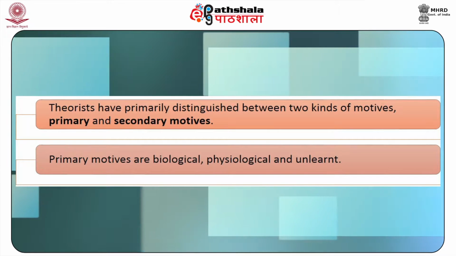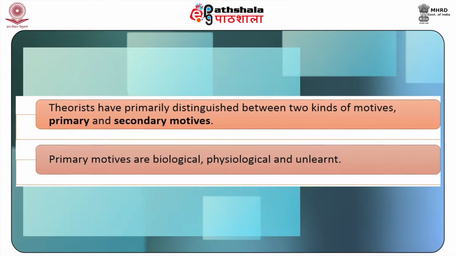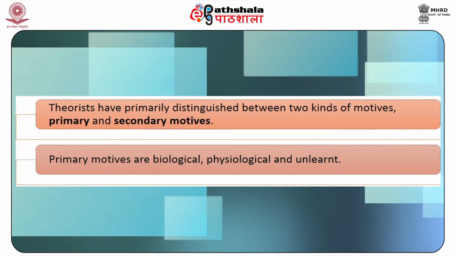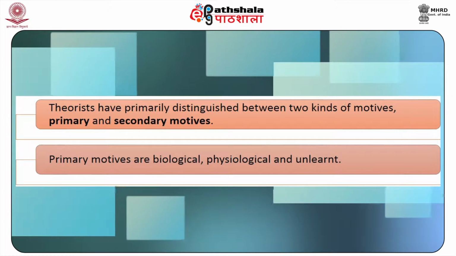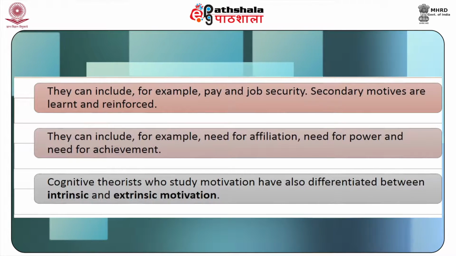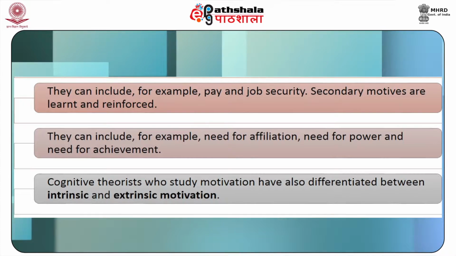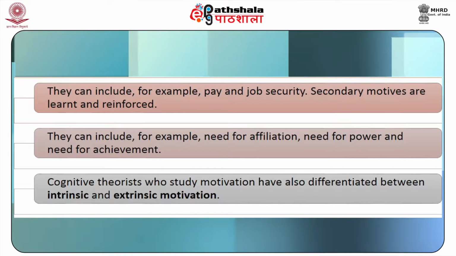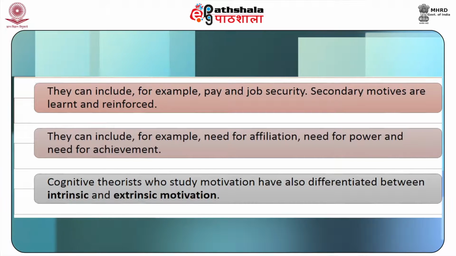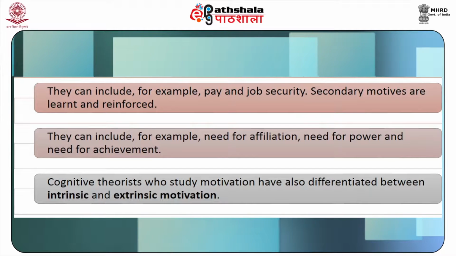Theorists have primarily distinguished between two kinds of motives, that is, primary and secondary motives. Primary motives are biological, physiological, and unlearned. They can include, for example, pay and job security. Secondary motives are learned and reinforced. They can include, for example, need for affiliation, need for power, and need for achievement.